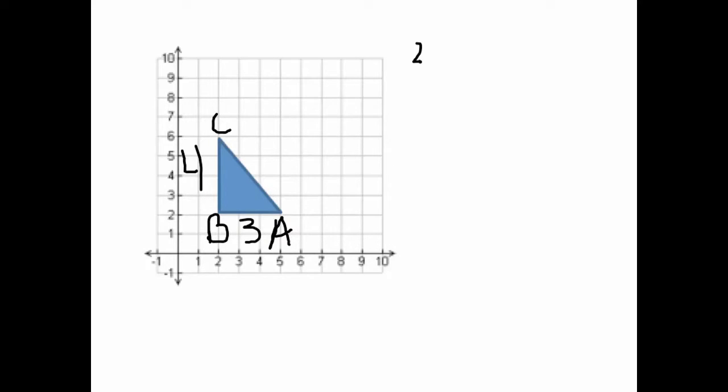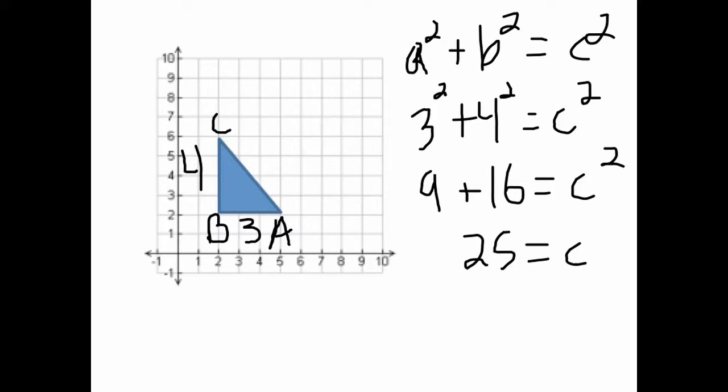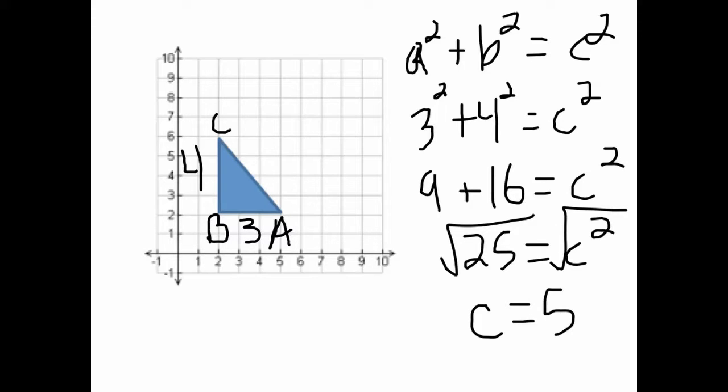Alright, so I have a squared plus b squared equals c squared. I want to figure out what my hypotenuse is, so I'm going to plug in for my legs. 3 squared plus 4 squared equals c squared. 3 squared is 9, 3 times 3 is 9, plus 4 squared, which is 16, equals c squared. 9 plus 16 is 25. If you take the square root of both sides, c equals 5. So the distance between C to A is 5.